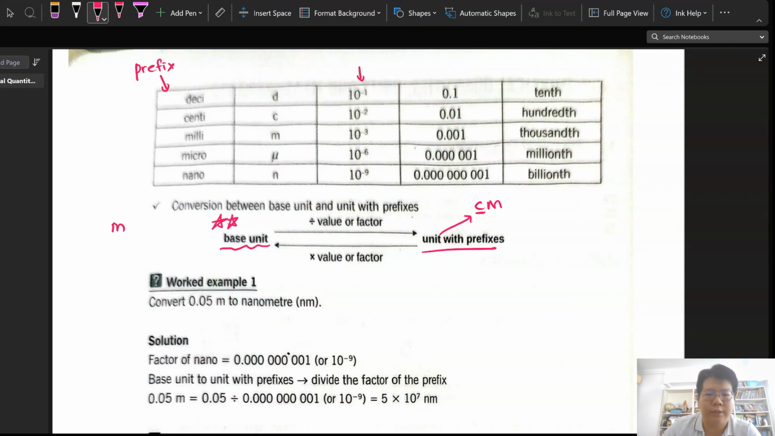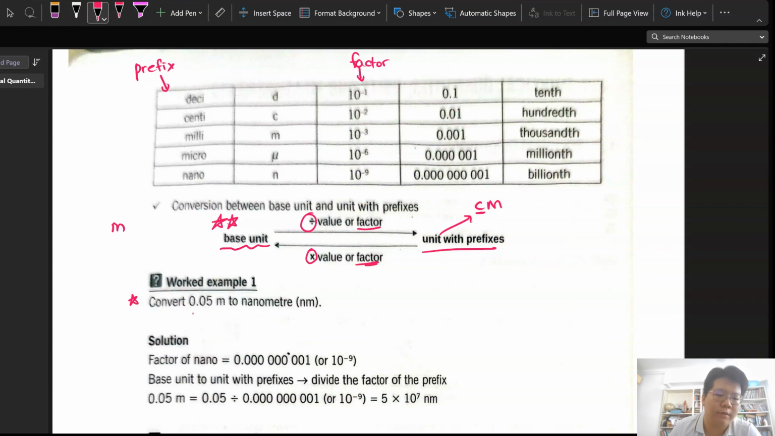And over here is what is known as a factor. Factor is 10 power something. So in general, if you want to convert a base unit into a unit with prefix, you will have to divide the factor, which is divide this number here. And if you want to convert your unit with a prefix to a base unit, you will actually have to times the factor. So let's look at an example question over here.